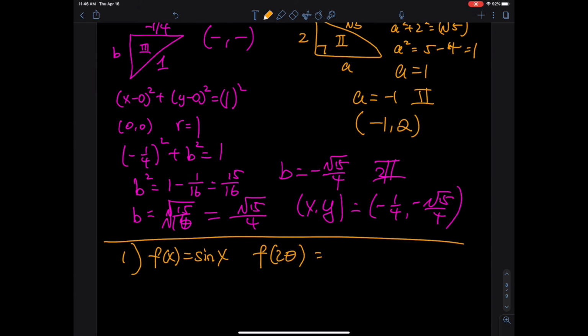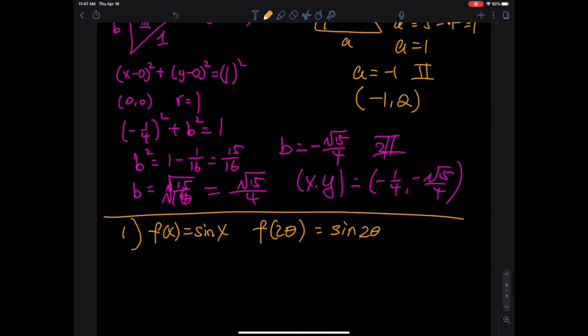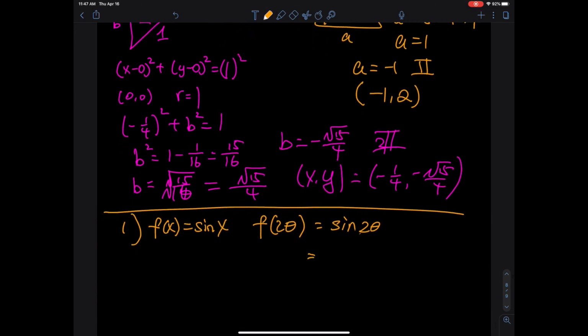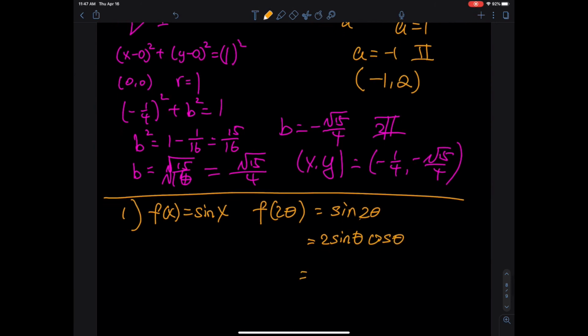So here is how we do it. It was supposed to be sine x, right? But you replace the x with 2 theta. So you pick up your eraser, you erase the x, and then replace that with a 2 theta. After that, you apply the double angle formula. So that is 2 times sine theta cosine theta. And then you plug in.